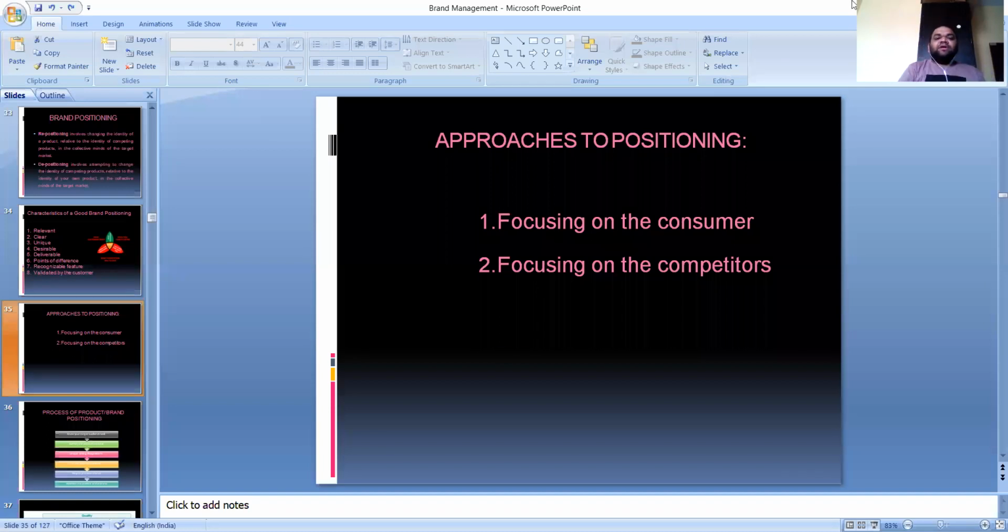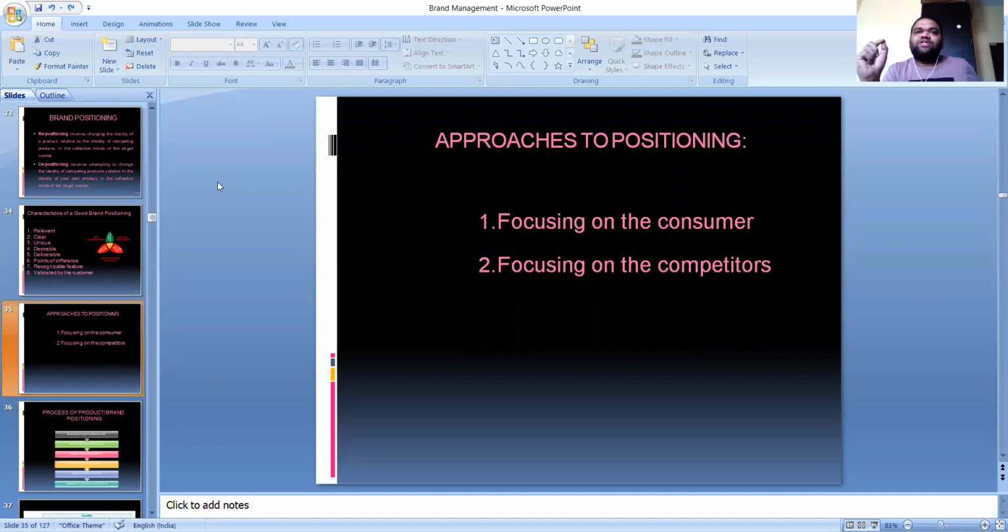Yes. Focusing on the next one in the approaches to positioning. We are going to focus on both: focusing on the consumer, and the next one, focusing on the competitors. Yes, the second point is a very important one. Along with focusing on the consumers, we have to focus on the competitors also.